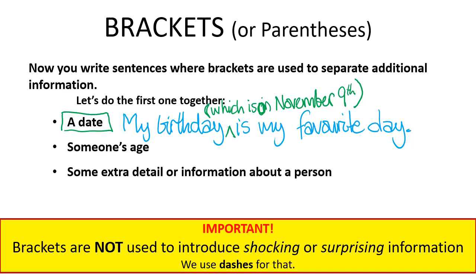Now I want you to write two sentences. One, you write a normal sentence and it mentions somebody. But then you're going to add the extra information in brackets about that person's age. Then you'll do the second sentence where you write about a person. And then you're going to add some extra detail. It could be in brackets what their name is, or what their job is, or where they come from. Okay?